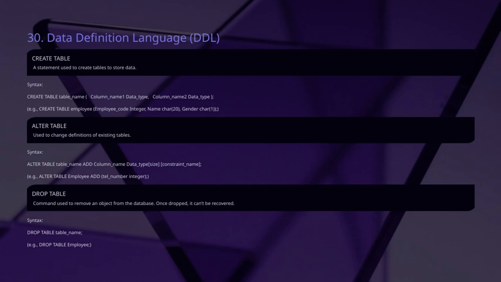Finally, we have create table, which is used to create new tables to store data. You specify the table name and define each column along with its data type. For example, creating an employee table with columns for employee code, name, and gender. This command forms the foundation for structuring your database. Overall, these commands, drop table, alter table, and create table, are fundamental for defining and maintaining your database's structure. They give you the power to create, modify, and delete tables as your data needs evolve.